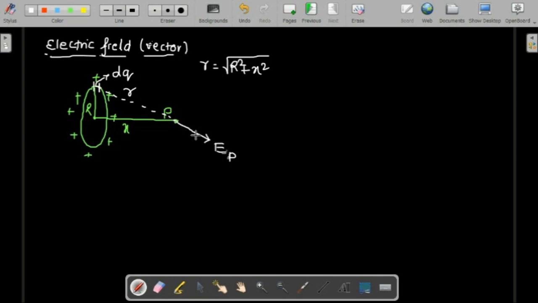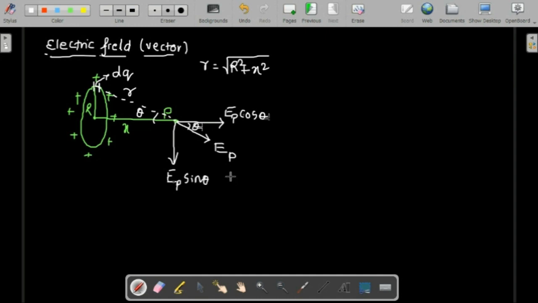Now you see this electric field, it's a vector, hence directional, and is making an angle with the horizontal and vertical. So this would be my horizontal component, and this would be my vertical component. If this angle is theta, this angle is also theta, vertically opposite angle. So this component is dEp cos theta, because it's adjacent to theta, and this is dEp sin theta.